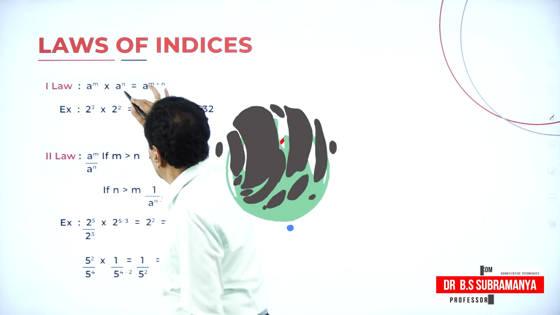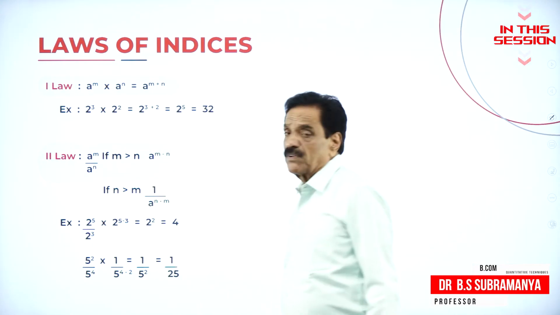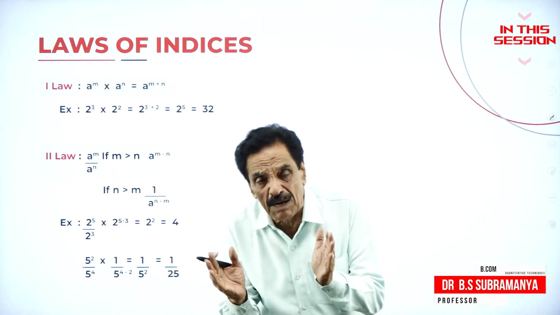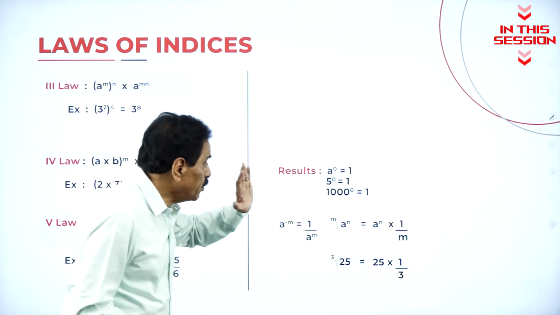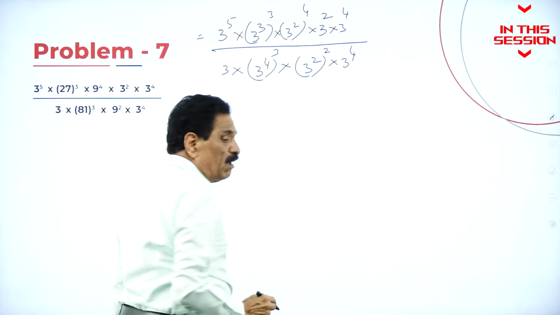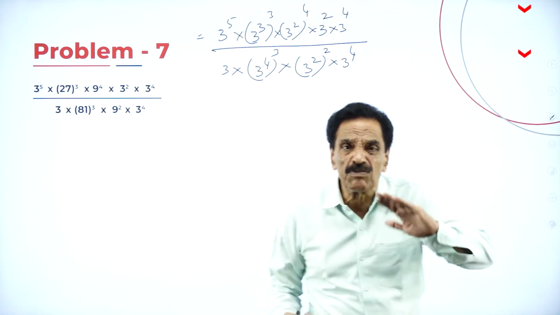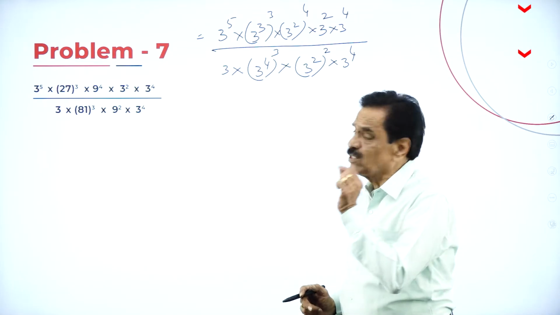a to the power of m into a to the power of n is a to the power of m plus n. When the base is common, exponent can be equated. The result of this, anything to the power of 0 is 1. All the numbers are on the base of 3 only. Common base is 3 only.